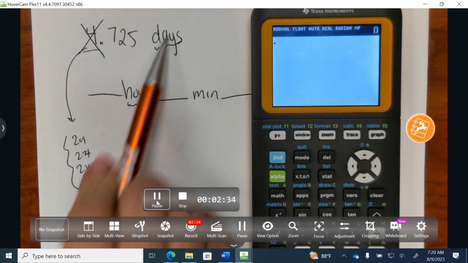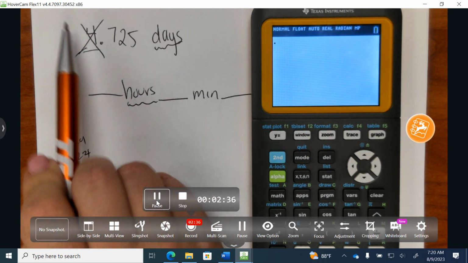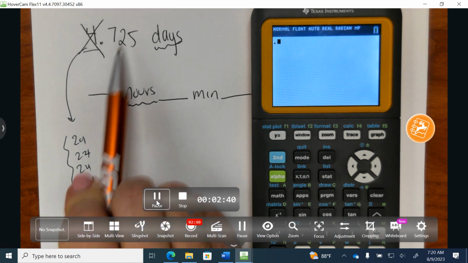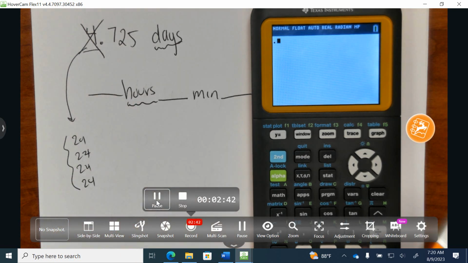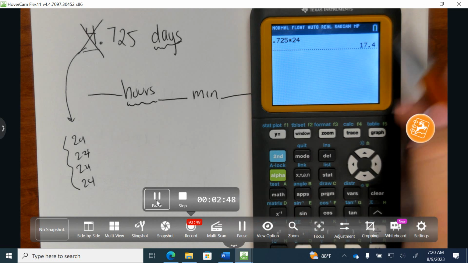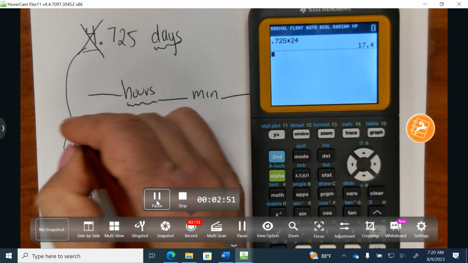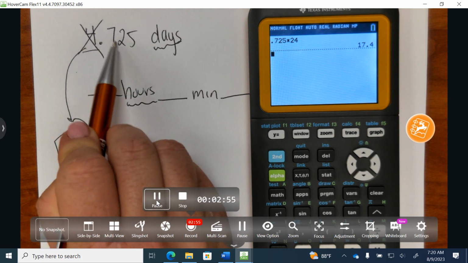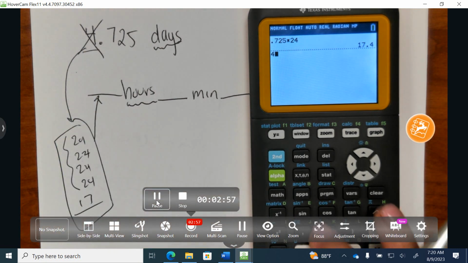4.725 days. These are different units. I have 4 full days, and each one of the days represents 24 hours. This is a partial day. It's not a full day. So I put in the partial day, and I know that there's 24 hours in 1 day. So 17 remains in this category. I'm going to add these together, and that's the number of hours represented in 4.725 days. So I'm going to do that really quick.